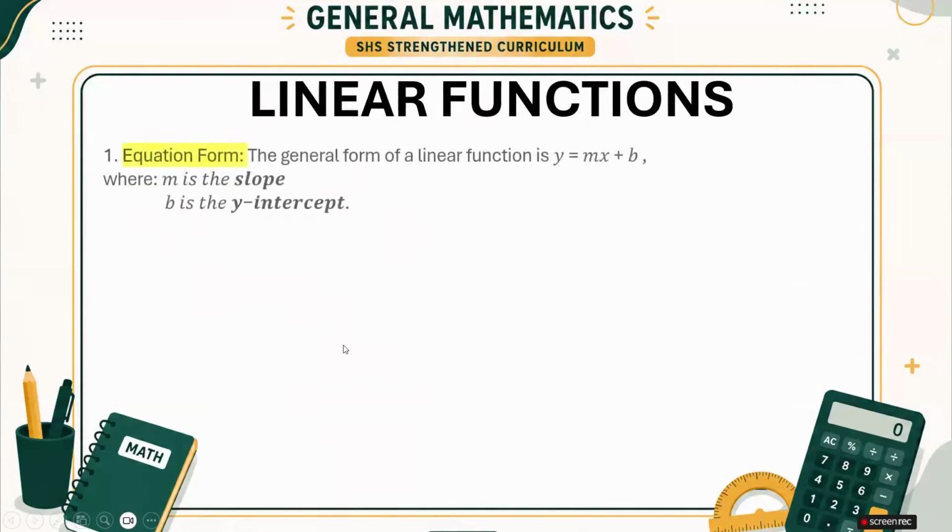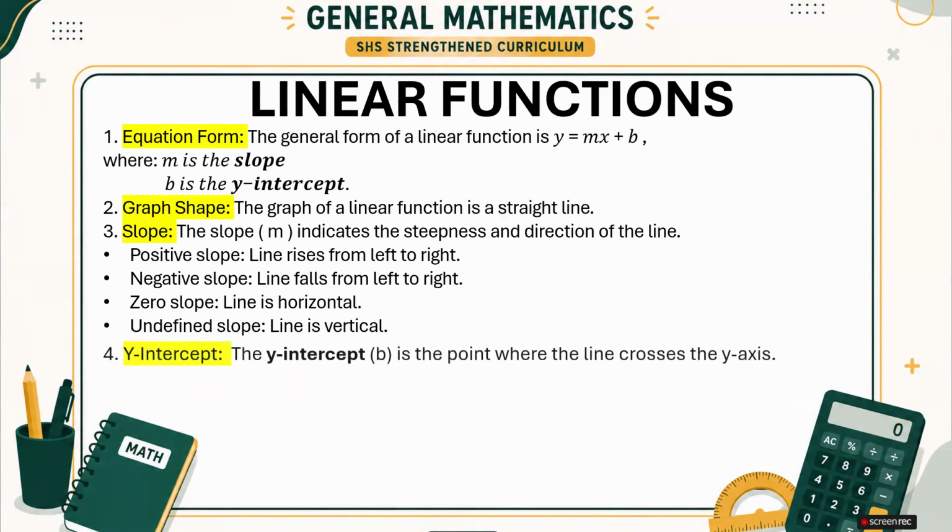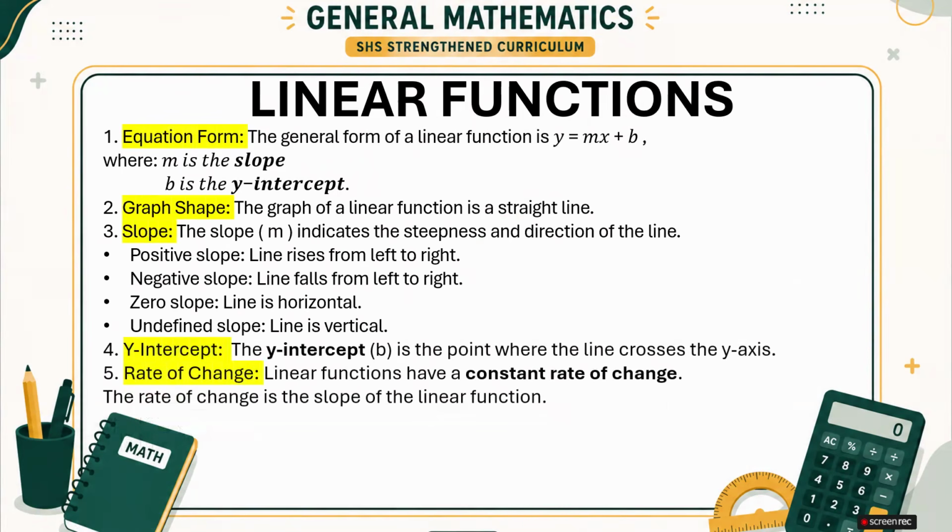Now, let us try to show the characteristic of a linear function. So here are the characteristics. I'll just make it short: y is equal to mx plus b, which is the general form. Our m is the slope and b is the y-intercept.